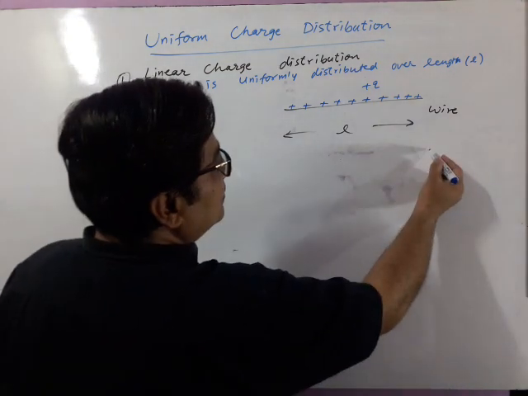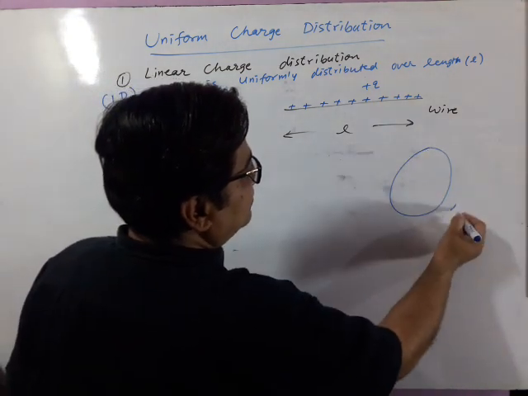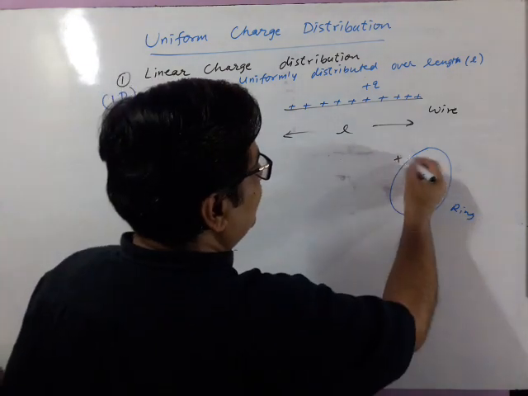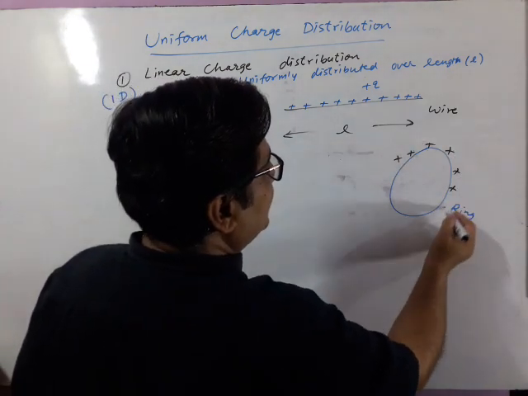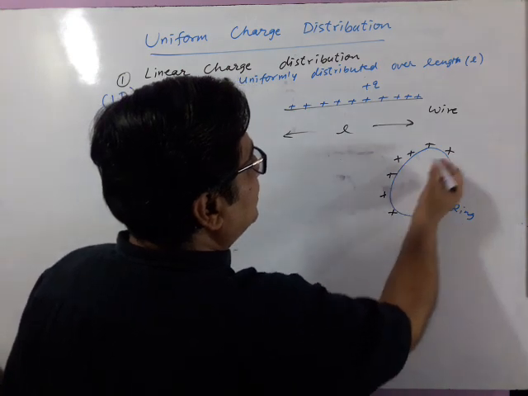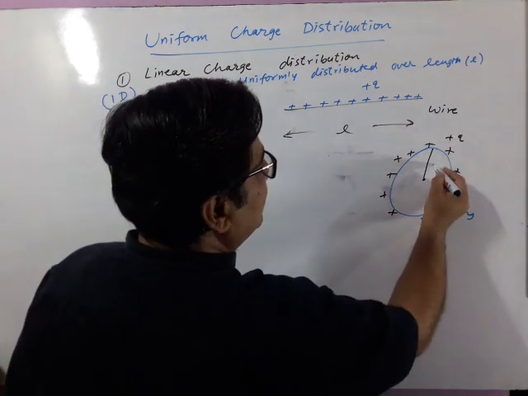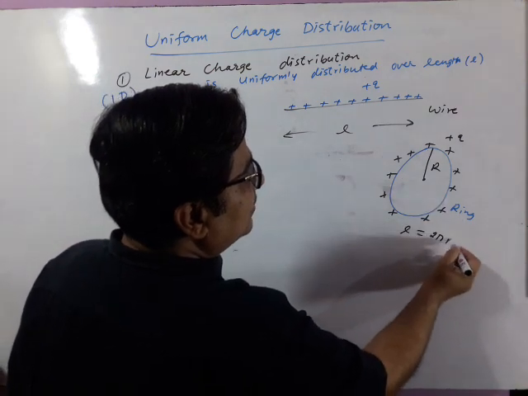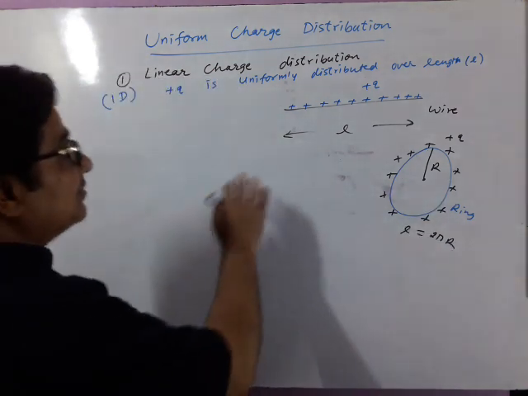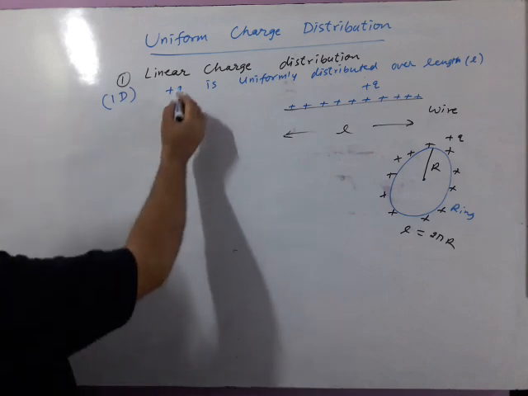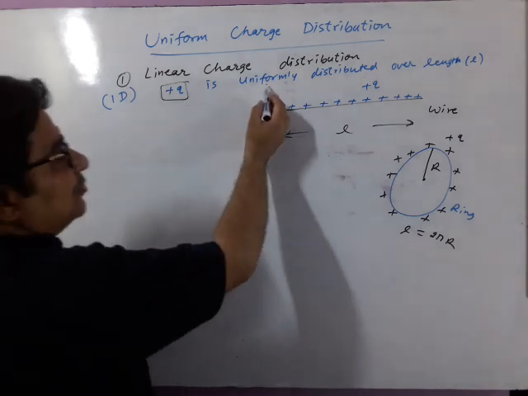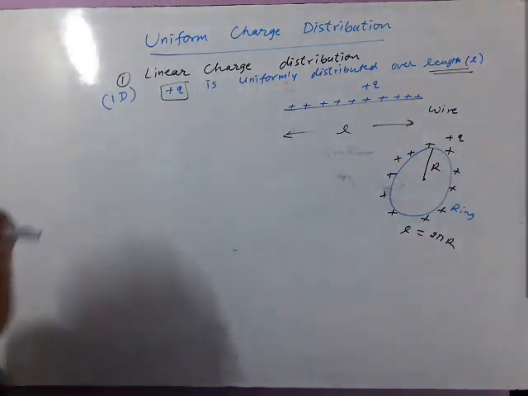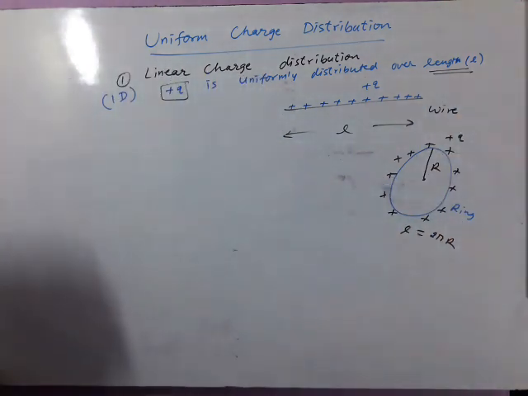Or this is the circumference of a ring. Plus Q charge is uniformly distributed on the circumference of the ring of radius r. Here the length of the wire will be 2 pi r. This type of distribution, when charge is uniformly distributed over length, is called linear charge distribution.